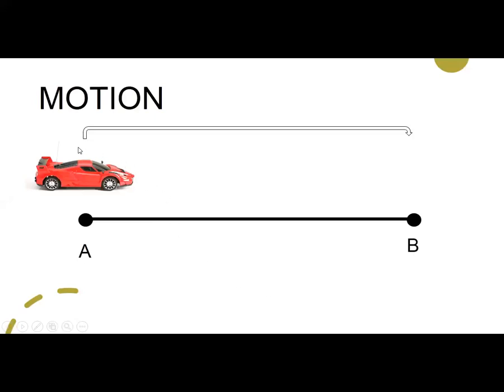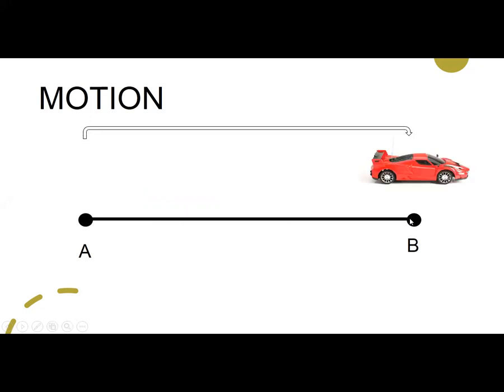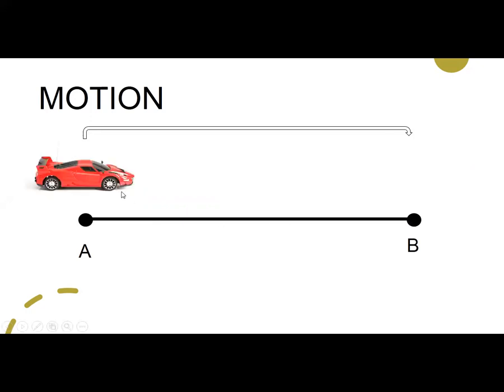So there is an object here. It is a red car. So if this red car from point A moved to point B, we can say that there is motion. But if this red car doesn't move at all, there's no motion.